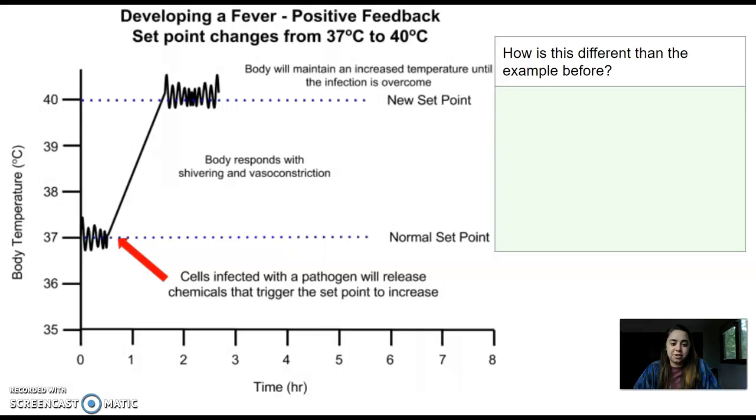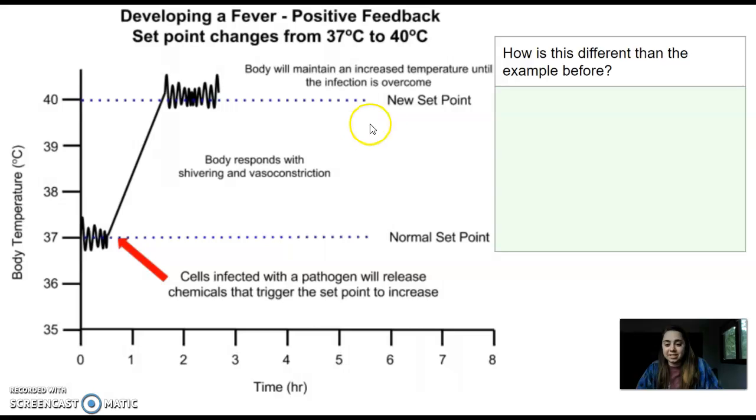After answering those questions, you might have gone on to this slide, and you're going to see that the body responds with shivering and vasoconstriction. So all of a sudden, my body feels very cold. I'm going to shiver, my blood vessels are going to go in, I'm protecting the internal organs, my skin might look more of a whitish, paler tint to it. Up here at this new set point of 40, it's going to maintain its increased temperature, so I want my body to be warmer because that's where it's fighting off the infection.